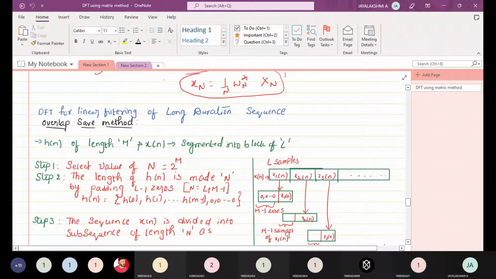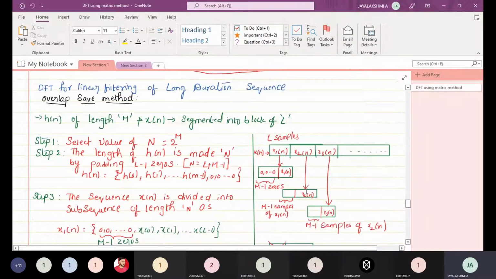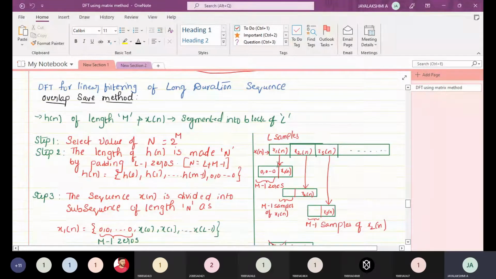Yes, ma'am. Okay. So yesterday we saw the discrete Fourier transform for linear filtering of long duration sequences. If x of n is a long duration sequence, the computation of circular convolution is not possible. So that's why we are segmenting the x of n sequence into subsets of sequences. See here, on the right hand side, our x of n is having L number of samples.